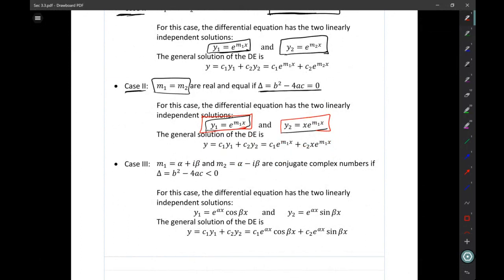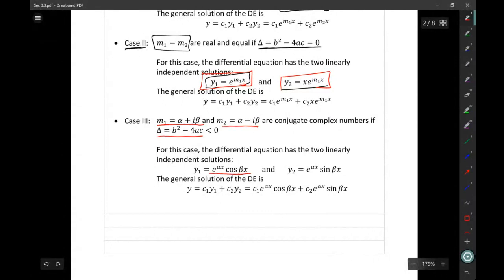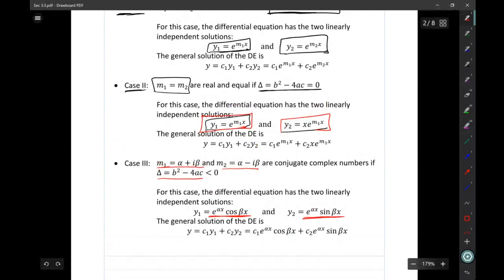Now, in case the roots of that equation are complex, m1 is alpha plus i beta, and m2 is equal to alpha minus i beta. This happens when the discriminant is negative. The solution becomes y1 equals e to the power alpha x cosine beta x, and y2 equals e to the power alpha x sine beta x. The general solution is c1 times y1 plus c2 times y2. This is the main thing in this solution.